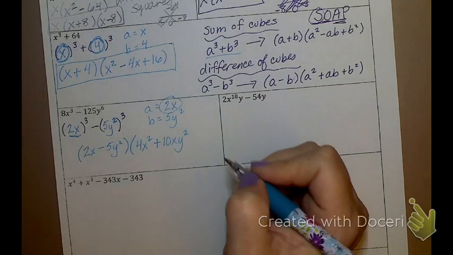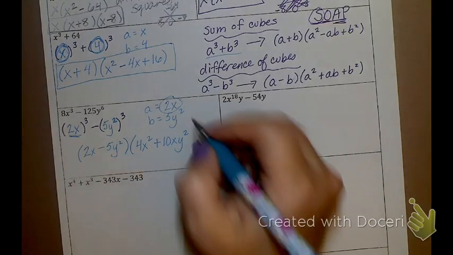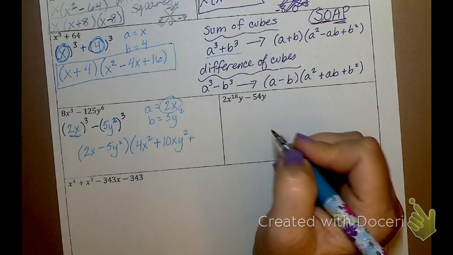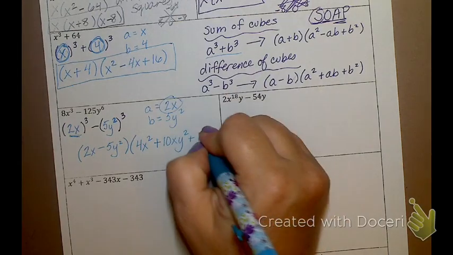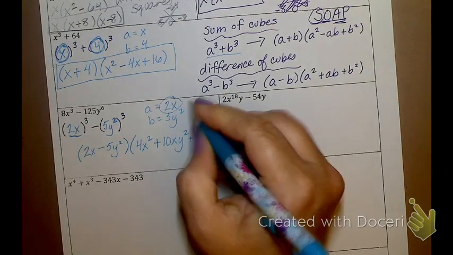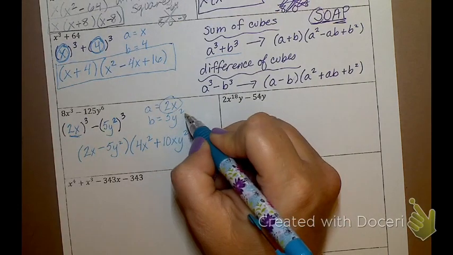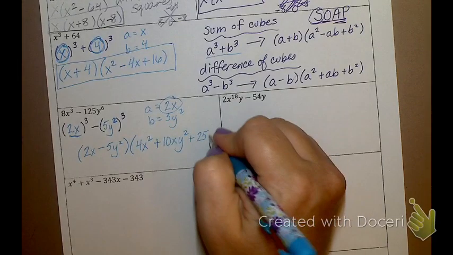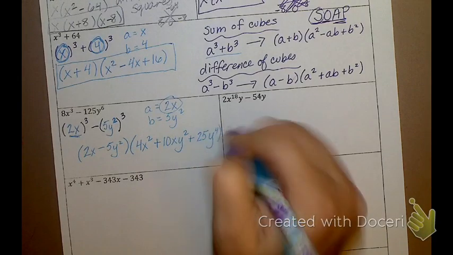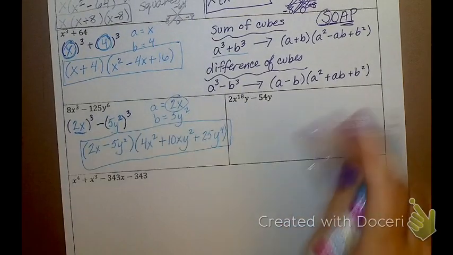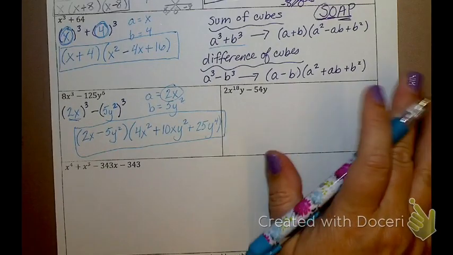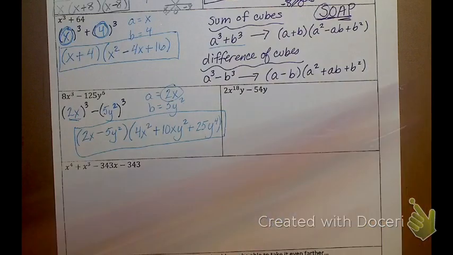10xy squared. And then always positive, so that's a plus. And now I have to square b. Well, 5 squared is 25. What's y squared squared? Y to the fourth. Yep. And there I go. So once you remember the formula, it's actually quite simple. Okay?